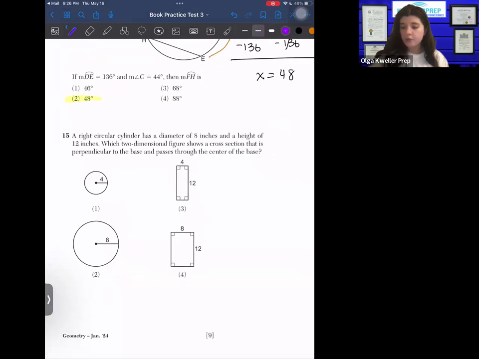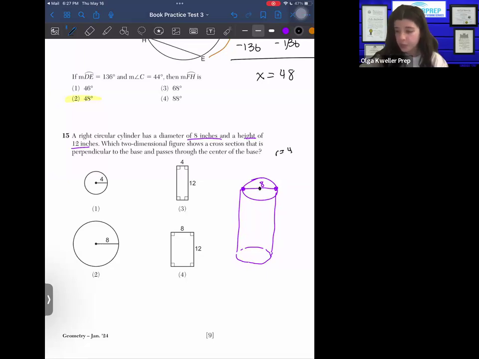Okay, we have a right circular cylinder which has a diameter of 8 inches and a height of 12 inches, right? So when you think about a cylinder, we've got a shape that looks like this, right? And the diameter is 8 inches. So that means that the diameter of my base is 8 inches. Again, vocabulary is important. Diameter goes completely through your circle. Diameter is 2 times your radius. So right away, my radius is 4. My height is 12, right? So from here to here is 12.